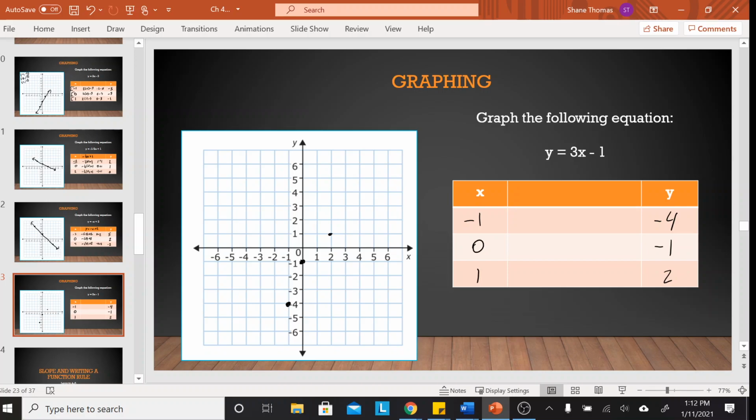Uh-oh, did I do something wrong? -1, -4, good. 0, -1. 3 times 1 is 3, minus 1. That's weird. -1, -4. 1 up 2. Your point's wrong. Oh, yep, yeah, it is. Good call. There we go. Now I got my straight line. Oh, I even drew a straight line that time.